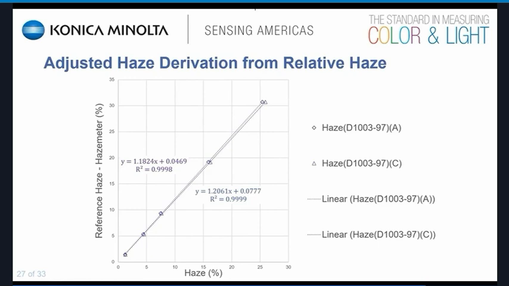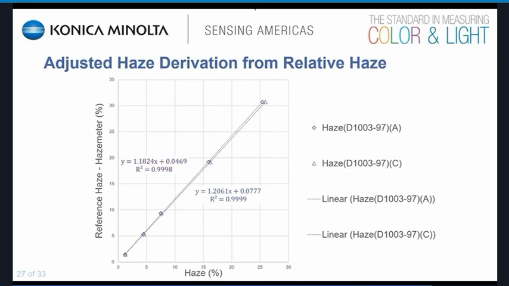Then we can add a trend line, and the nice thing is it should be a linear fit, and the slope will be our correction factors or our adjustment factors. As you can see, I've got this plotted for haze measured under two different illuminants. And what you'll see is that the slopes are slightly different. So our correction factors are slightly different depending on the illuminant. Again, this is why it's important to define in your standard operating procedure all of your measurement conditions and all the choices you've made for how you're going to measure haze.